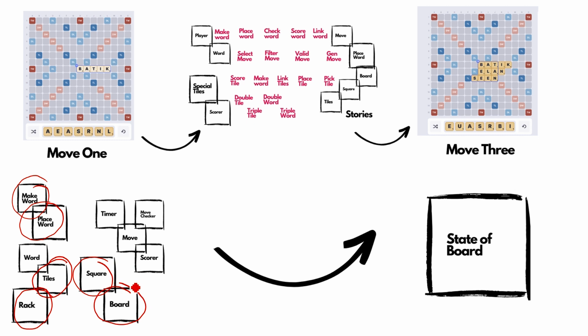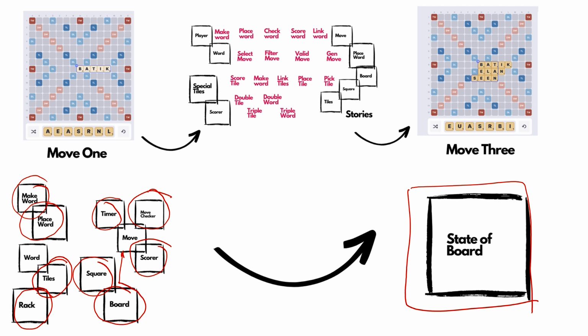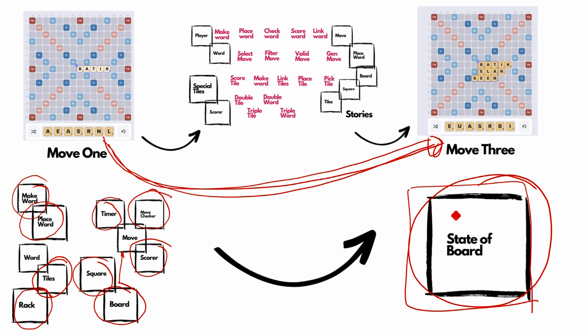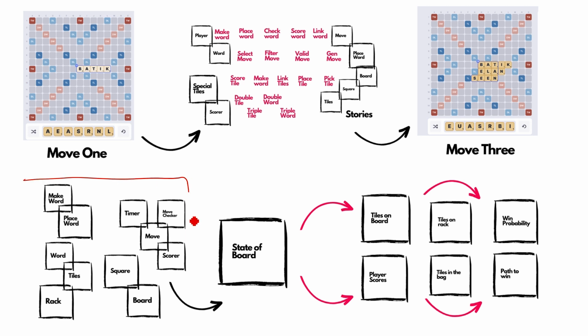Those tiles on that square on the board count as a move, and a move needs to be made in a certain amount of time. It needs to be validated against the list of valid moves and then is scored. So these are the actors, roles, and behaviors that get to a point where a move or a word is placed on the board, and that move or word changes the state of the board. Now, when we go from move number 1 to move number 3, how does the state of the board change? These are the actors, roles, and behaviors that directly impact the state of the board.